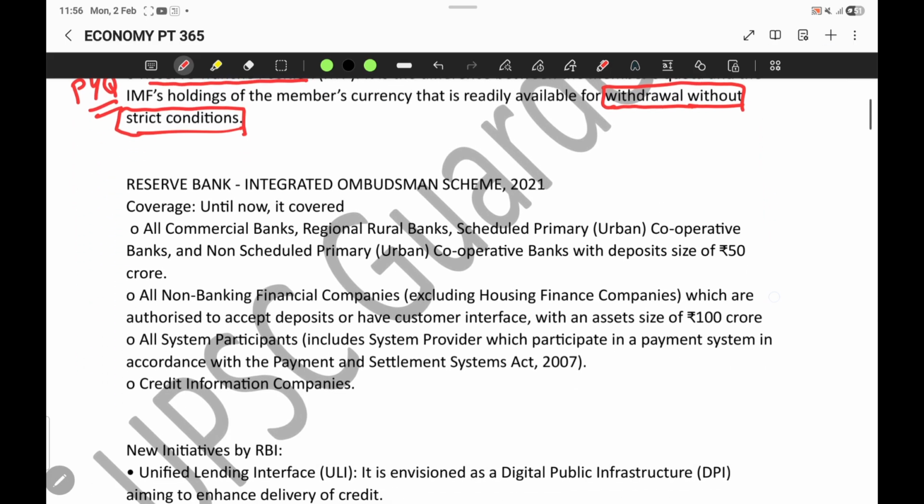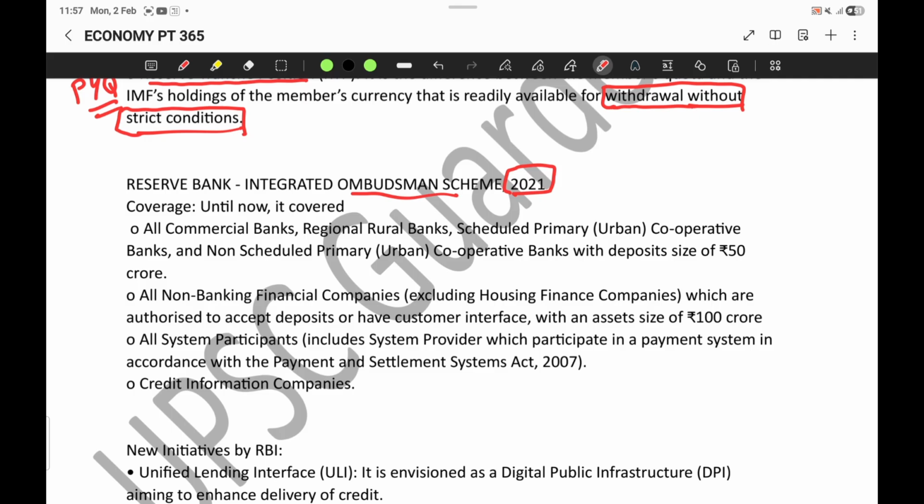Moving to the next topic, we have the Reserve Bank Integrated Ombudsman Scheme 2021 in the news. What is this Ombudsman scheme? Ombudsman is nothing but whenever you have any discrepancies in the bank or any problem which is not being handled by the bank properly, then you can raise your voice against the bank by going to the ombudsman platform, which is maintained by the Reserve Bank of India. It is a platform where the grievances of the customers of the respective banks are solved.